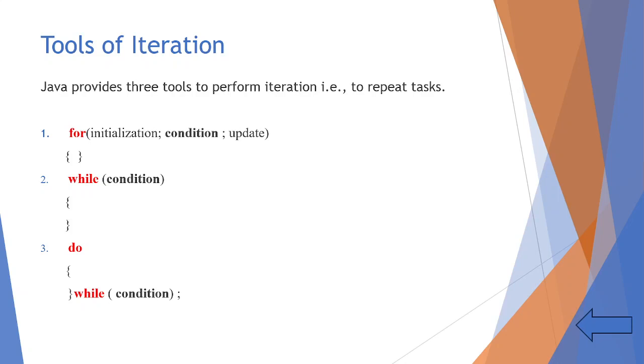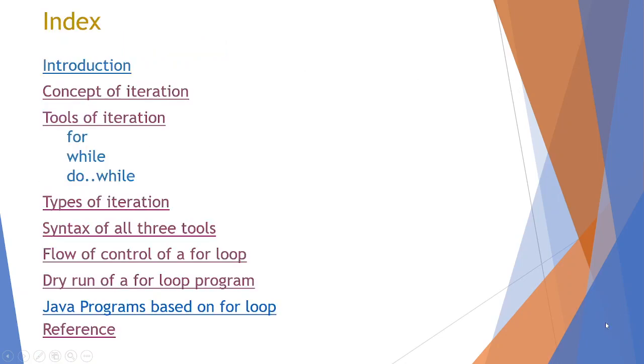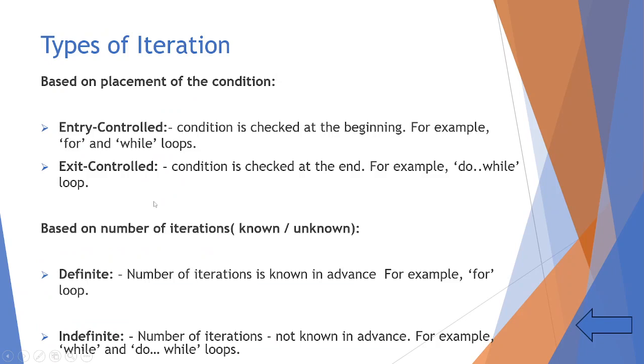Now based on this, there are 4 types of iteration. Based on placement of the condition, 2 types. Based on whether the number of iterations is known in advance or unknown in advance, 2 more loop types. First one, based on placement of the condition, is entry controlled. The condition is checked at the beginning only. If the condition is false, it does not enter the loop.